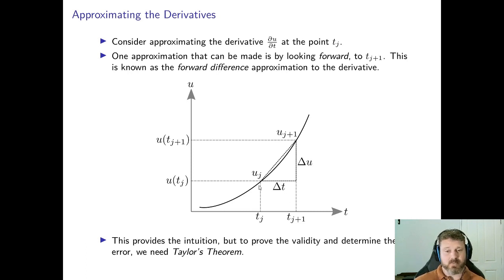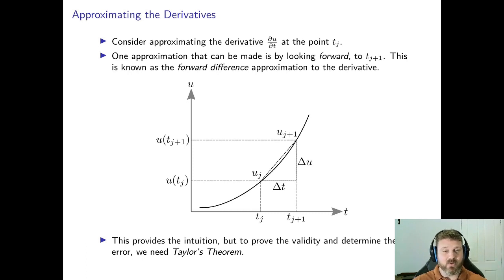One way we can make this approximation is by looking forward. This would be a forward difference approximation, where delta u becomes u_{j+1} over delta t, which is t_{j+1} minus t_j. Although this is all quite intuitive, of course we can approximate the derivative in this way. If you want to prove that this is a valid approximation, as in derive it and determine the error term, you have to use Taylor's theorem. But we can't do that in 10 minutes.